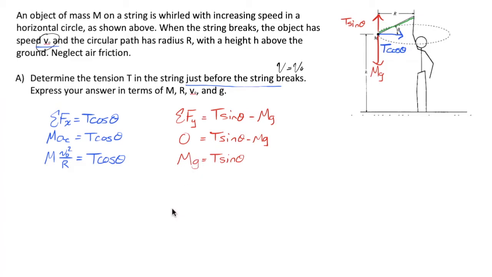This is all the information I can get from the other axis, and it's all the information I can get from the problem. Unfortunately, it doesn't tell me exactly what to substitute for cosine theta. It tells me what to substitute for sine theta. But sometimes it's useful to remember some trigonometric identities.